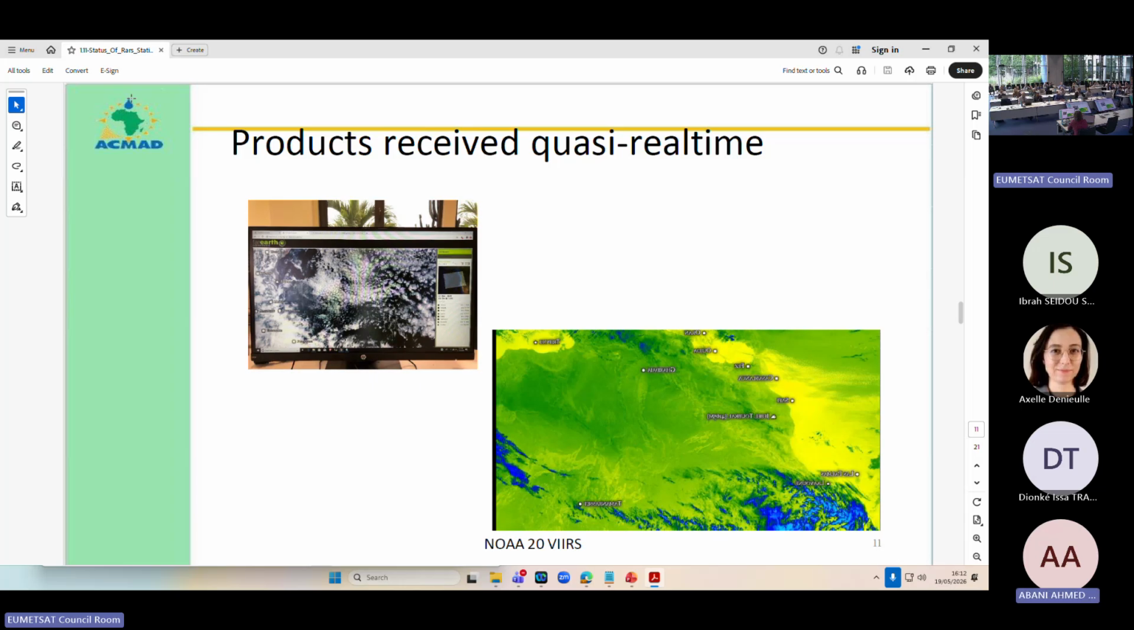These are data harvested from the station in Niamey at the time. Sample data from NOAA 20 VIIRS, received in quasi real time. Next slide, please.